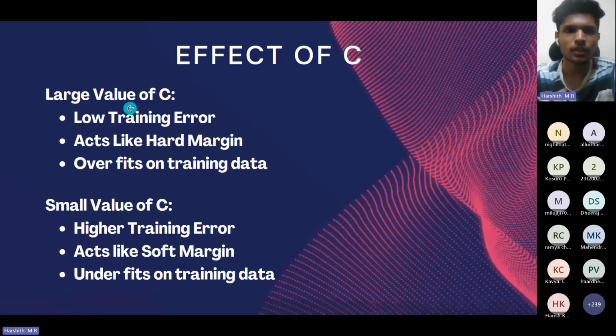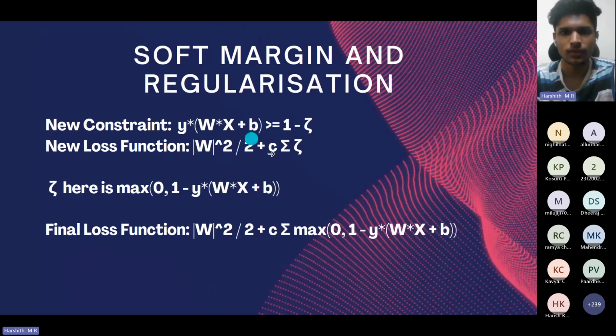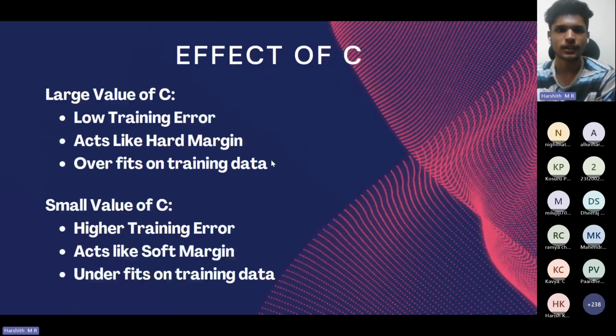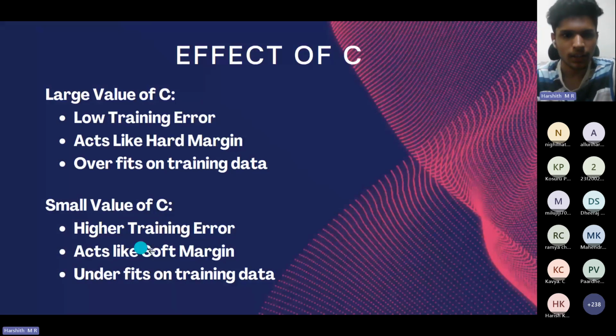So what is the effect of C? When the C value is higher, the margin would act like a hard margin. When you give a high value for this, your model would tend to optimize zeta as much as possible, and you would get a hard margin. When the C value is small, it'll act like a soft margin.